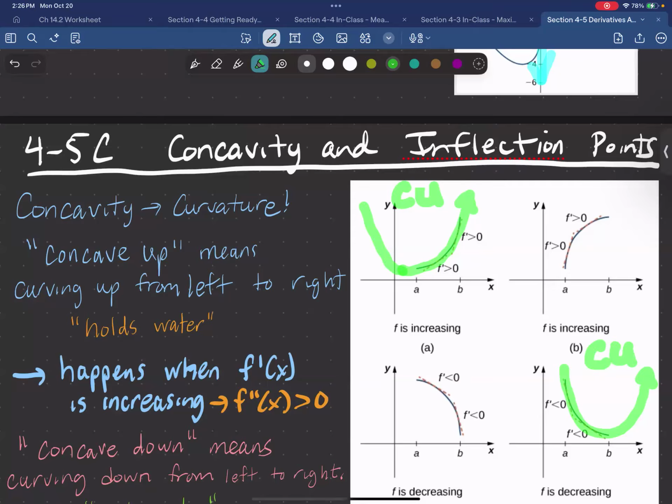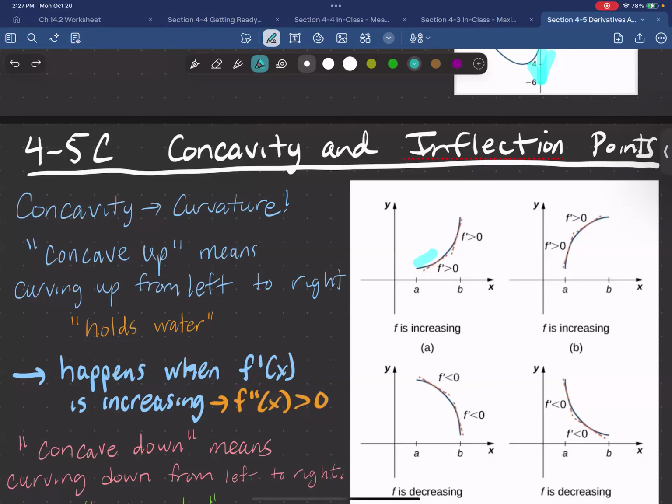And so it looks like if I did this, I'm making a bowl, it kind of holds water there, okay? That's what I mean by that. That's what I put right here, holds water. And that happens when f prime of x is increasing right there. So if it's increasing, the derivative is getting steeper and steeper, going further up like that. It means the second derivative is greater than 0, which is kind of neat.